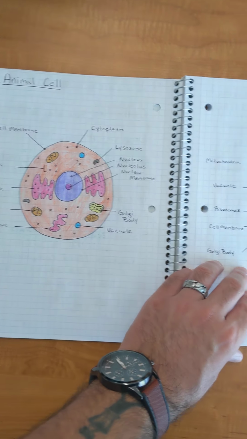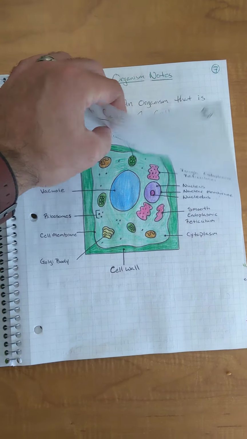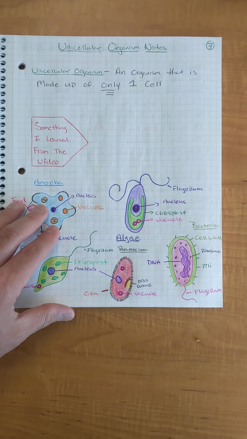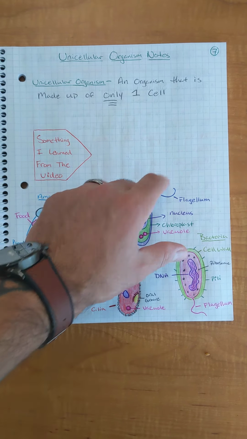Page 4 was my animal cell. 5 was the plant cell. 6 was the cell functions, with the organelles, the functions, and the nicknames. 7, this part would be filled in on your side based on the video notes, but this was about unicellular organisms, and then these were some of our examples below. We had our unicellular notes from the slideshow and multicellular notes from the slideshow.